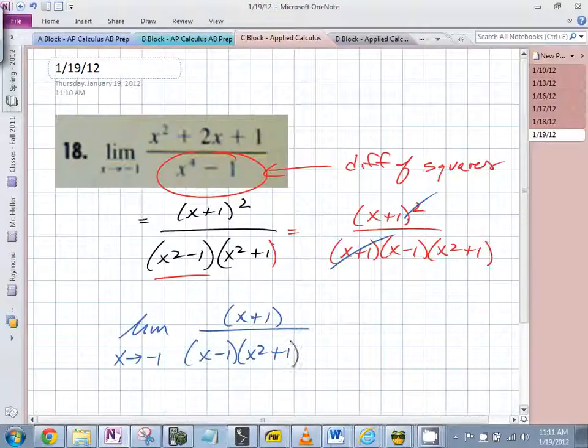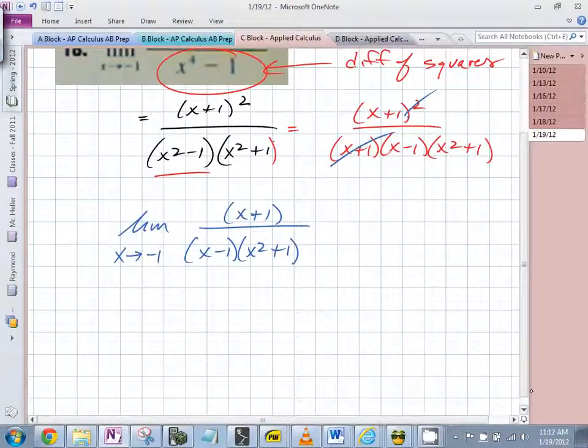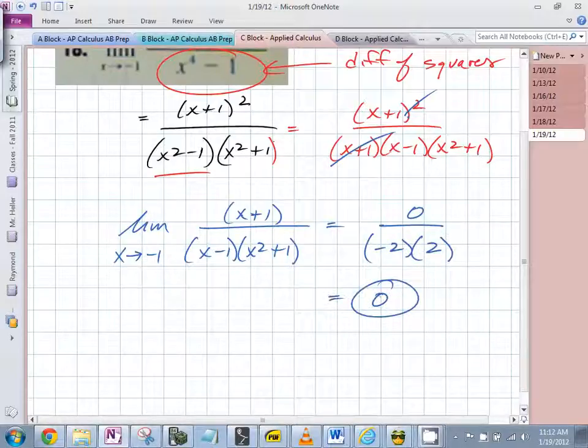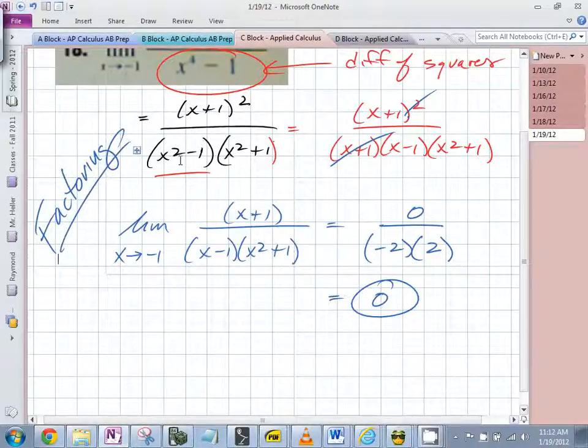What's nice about this? You can plug in -1, can't you? You end up with 0 over... At this point, you just hope the denominator isn't 0. You end up with 0 over -2 times 2 squared, and that's equal to 0. Done. You've just proven that the limit is 0. And the entire key to this is factoring. You always factor. Factor, factor, factor.